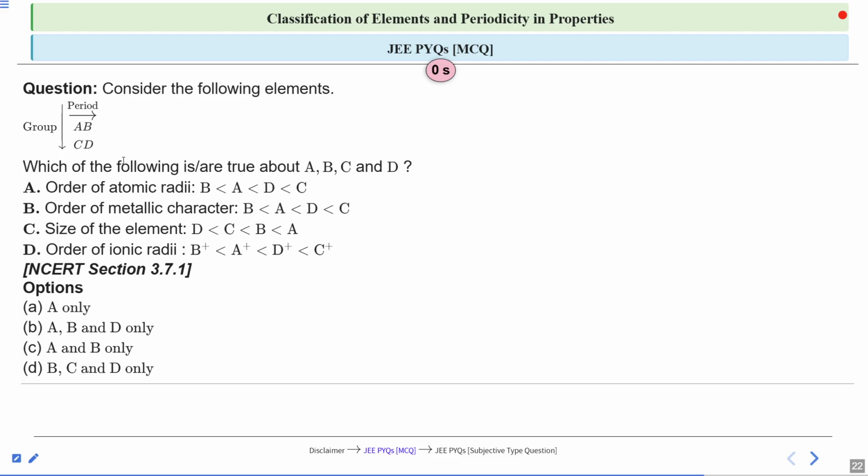But what about C and D? C and D fall in a greater period or a greater group. That means an extra number of shells, which will result in a greater size. So we can say that C and D will have a greater size as compared to A and B because they fall in a higher period number. But again, we will use the same trend, that C will be greater than D. Now that will give you the respective atomic radius: B, then A, then D, and then C. And this is followed for both ionic and atomic radius.